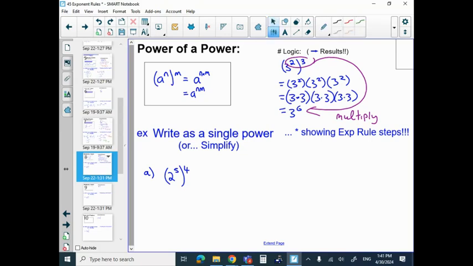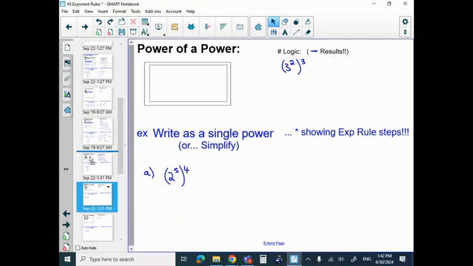Okay, so if I was showing an in-between step here, it's barely an in-between step this time, but I might show it as like 5 times 4 if you want to be really clear. And so that would be 2 to the power of 20. So 2 to the power of 20 is a simplified version of 2 to the 5 to the power of 4.